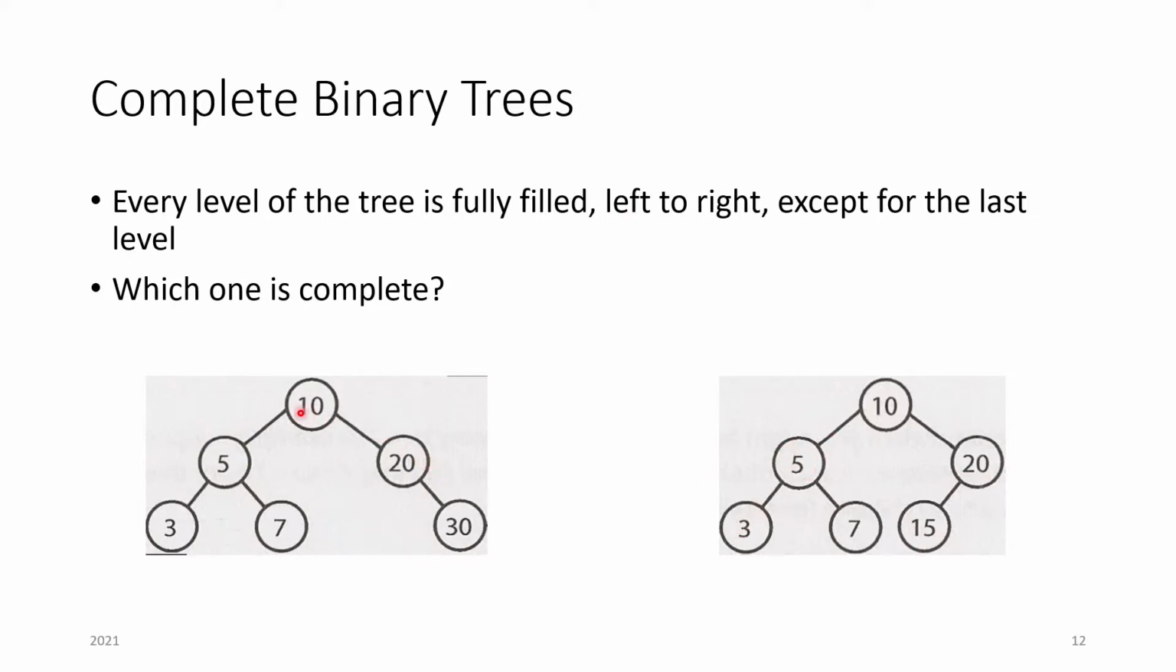The reason why the left hand side tree here is not filled from left to right is because if you watch 20 here, instead of this being filled left first and then right, it fills right first and there's no left. And because that order is not maintained, the left tree here is not a complete binary tree.